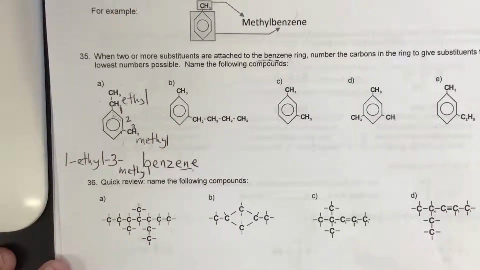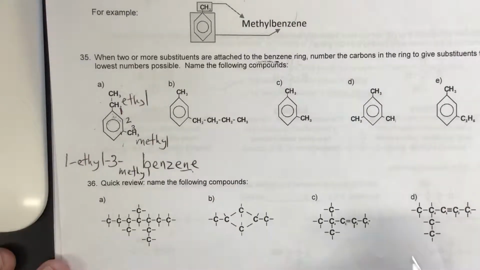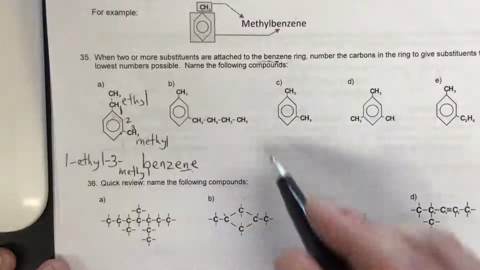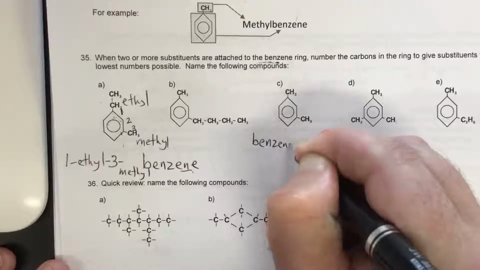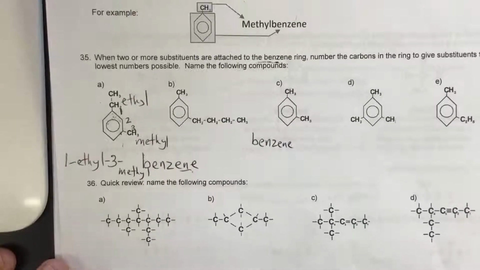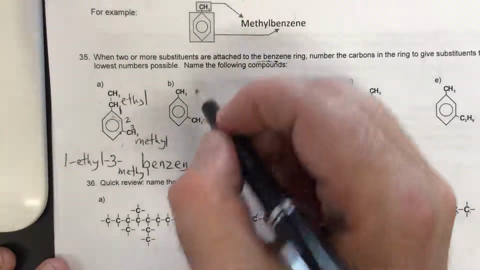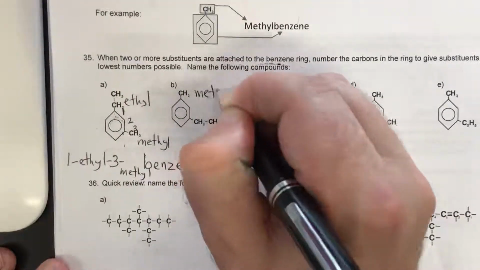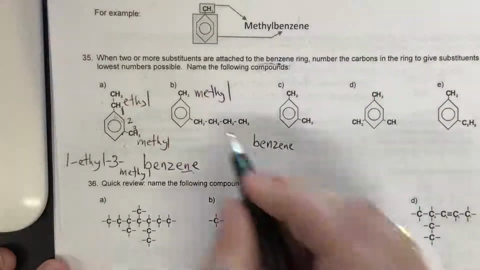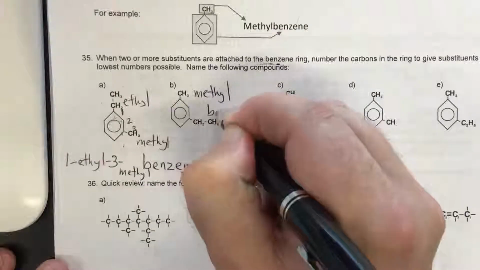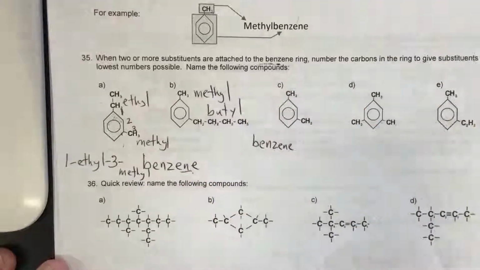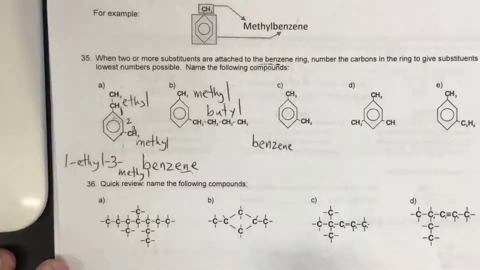All right. So let's look at this one. So again, we've got this ring structure. The parent name is going to be benzene. Okay, and what do we have? Here's our friend methyl at the top. That's an attached methyl group. And then we've got 1, 2, 3, 4 carbons. That makes a butyl group, right?